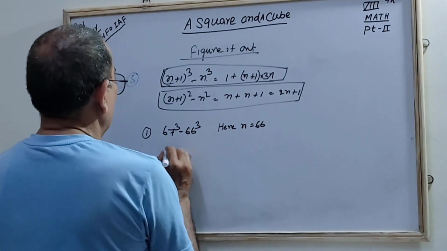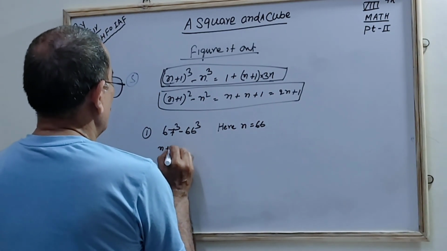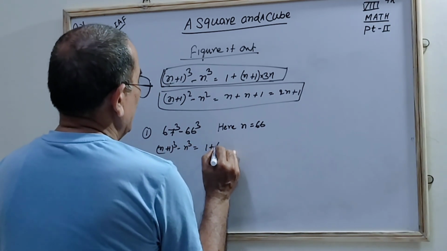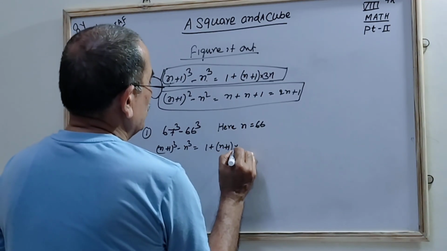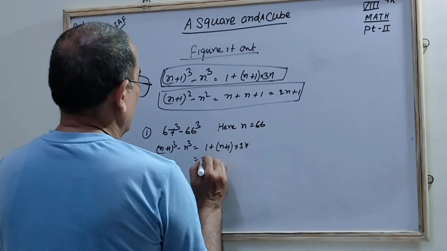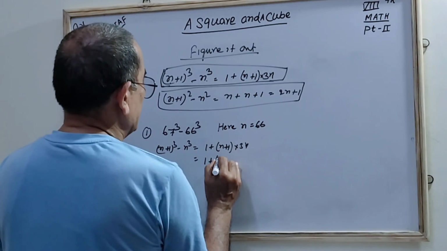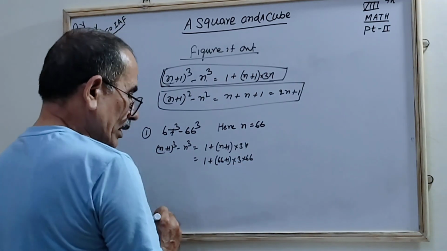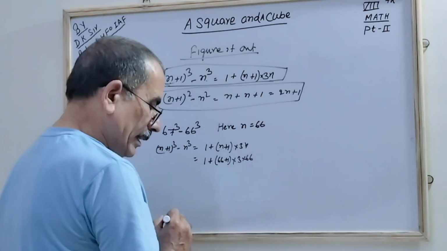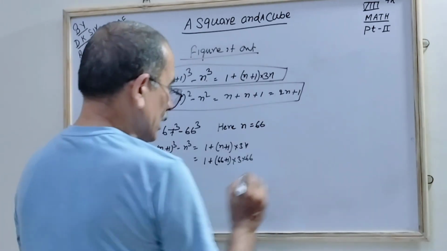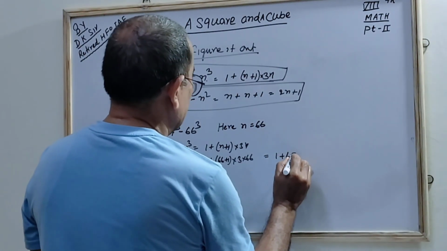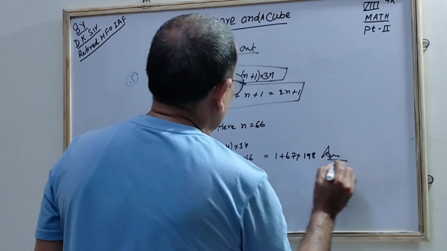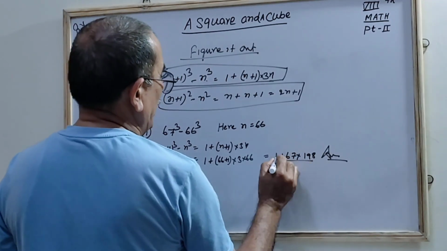So as per the formula, how much will it be? We know that (n+1) cube minus n cube is equal to 1 plus (n+1) into 3n, correct? We will put the value of n. So it becomes 1 plus (66 plus 1) into 3 into 66, correct? When you multiply it, you will get the values. So it is equal to 1 plus 67 into 198, correct? This will become the answer. You multiply, you will get the answer, correct?